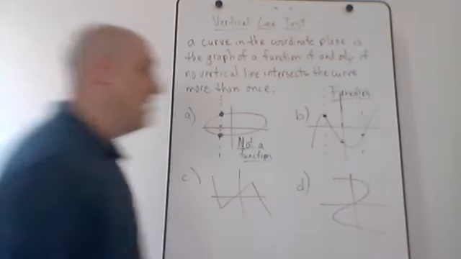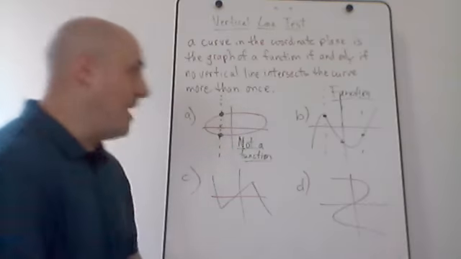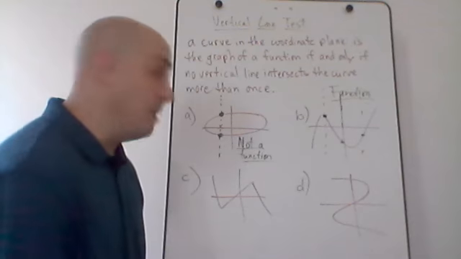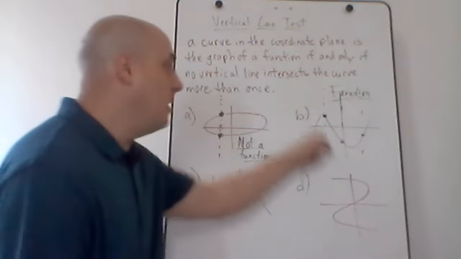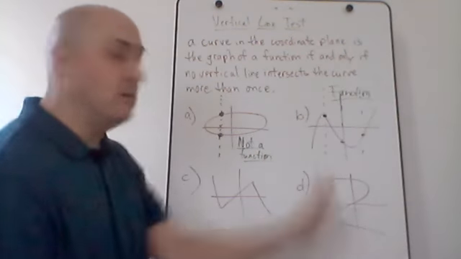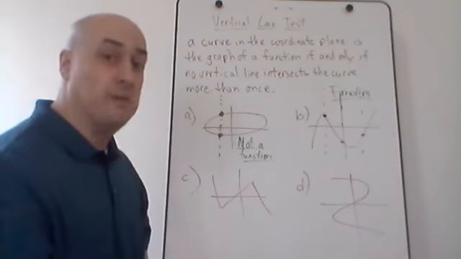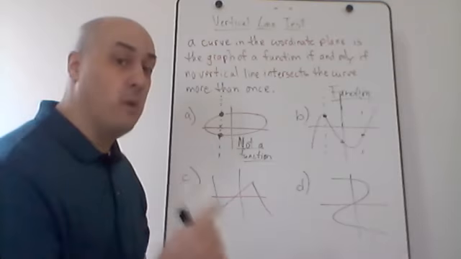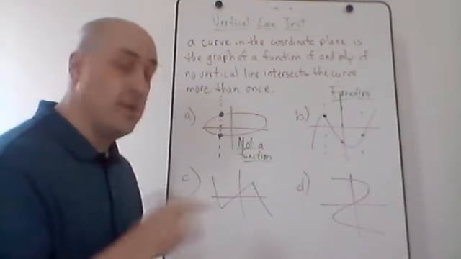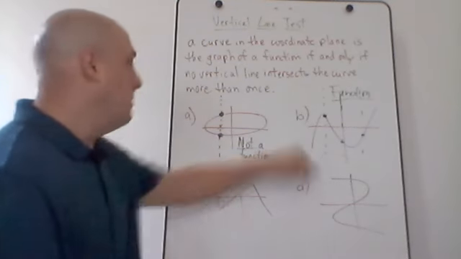By the vertical line test, anytime I draw a vertical line, it hits the graph once, therefore I have a function. Again, no matter what input value I choose, no matter where that vertical line is, there's only one output. It only hits the graph at one point, so there's only one y coordinate associated with that x coordinate. All right, so that one is a function.